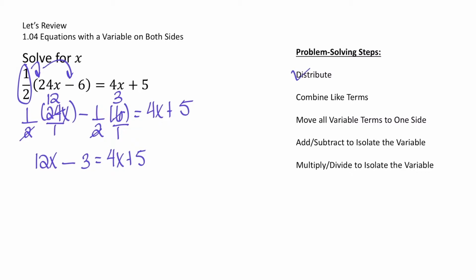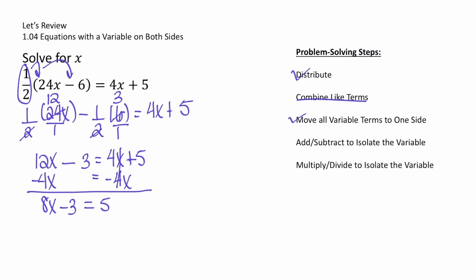So I've distributed. I don't have any like terms to combine, but now I need to move all my variables to one side. On the right side, I have a 4x, so I'm going to do the opposite, and I'm going to subtract 4x from both sides. So on the left side, I have 12x minus 4x, which is 8x, minus 3 equals 4x and minus 4x cancel, and that gives me 5.